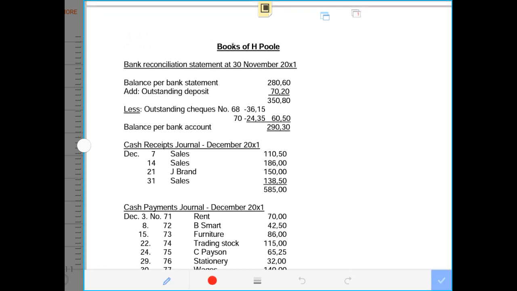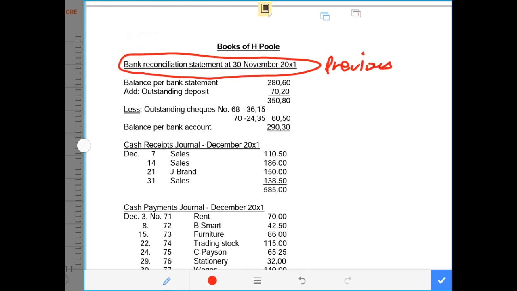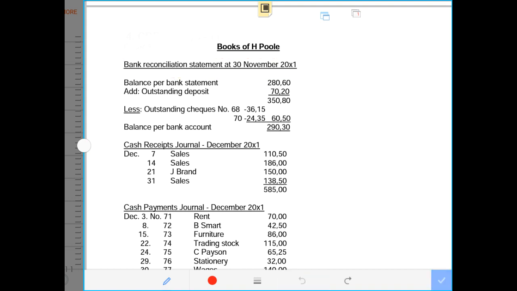Now it says the books of Poole. We are given the bank reconciliation statement at 30 November 2001. And the question is, why are we given the bank reconciliation statement if we need to do the bank reconciliation statement? This is the previous bank reconciliation statement, for the previous month in this case. So we are given this previous BRS.